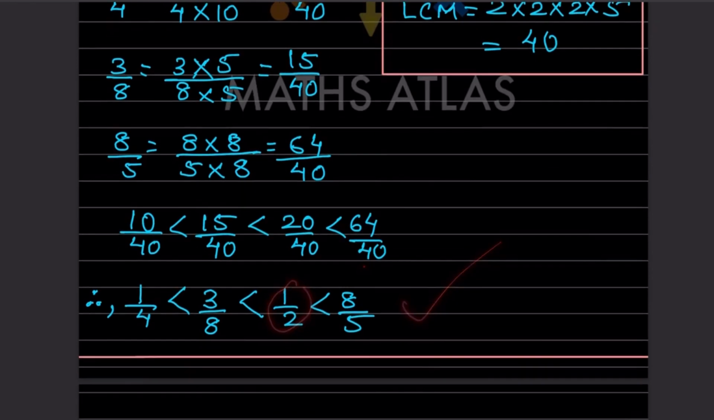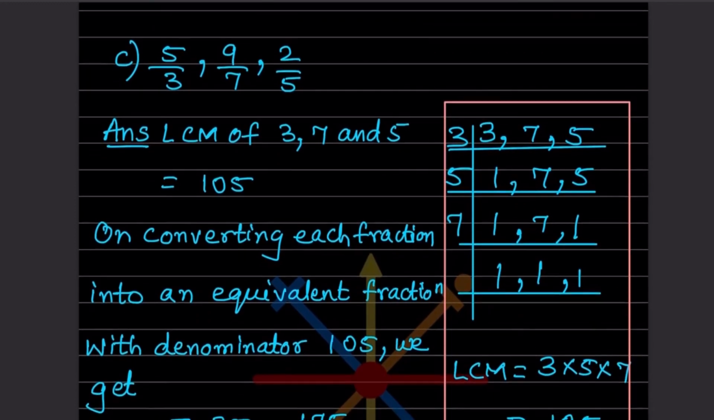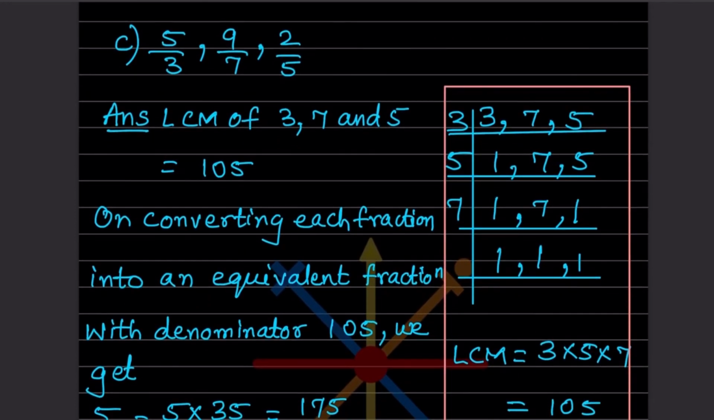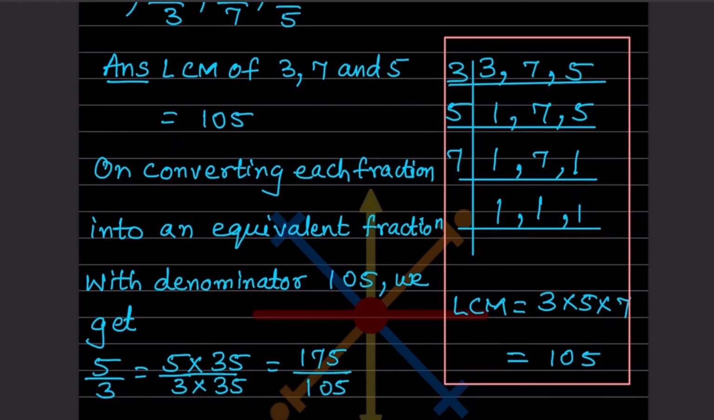So this is the final answer. Same we will go for this one. I think you can just look, because the solution has been given. You have to just look at the denominator, take the LCM, you get these factors, and the LCM is 105. So you have to make it equal.